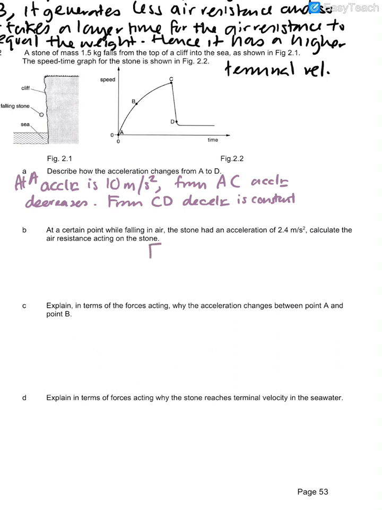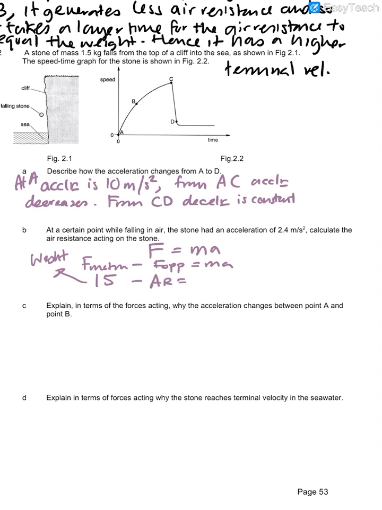Now part B, 11.4. Write the two lines: F equals ma. Then force of motion minus force opposed equals ma. What is the force of motion? What is the force that causes it to come down? It is the weight. And what is the weight? 15 newtons. Do you write 15? So the weight is 15. Air resistance we don't know.